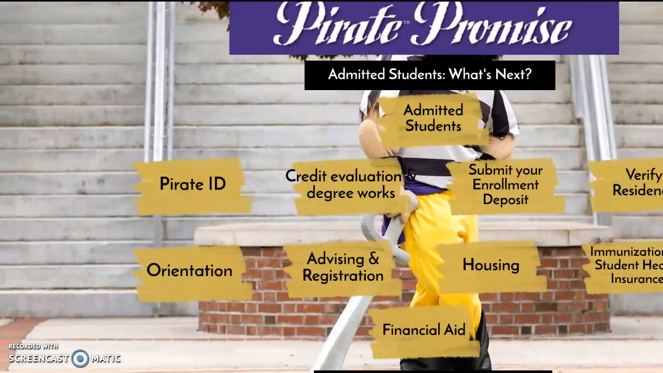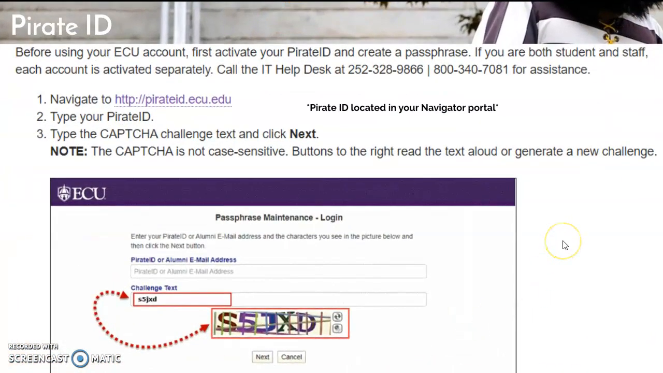So first off, we have activating your Pirate ID. So your Pirate ID is going to be located in your Navigator portal. It's typically going to be part of your last name with maybe your first or second initial of your first name. And what you'll do after you've grabbed your Pirate ID from your ECU application portal is you're going to go to pirateid.ecu.edu and you're going to activate it.